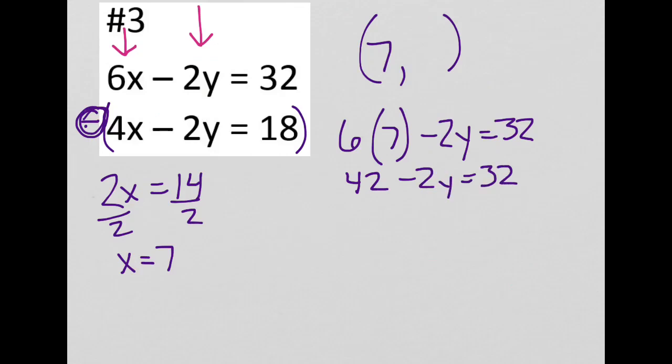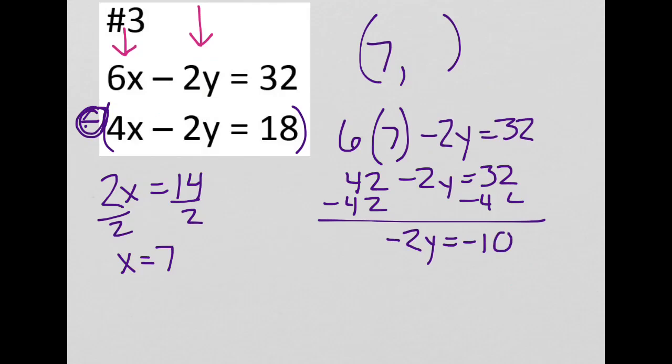And to solve this for y, I'm going to need to subtract the 42 from each side. That leaves me with -2y, don't forget to keep that sign in front of the number, equals -10. 32 minus 42 is -10. And now if I divide both sides by -2, I get that y equals +5. So I found that if x equals 7, y equals +5.